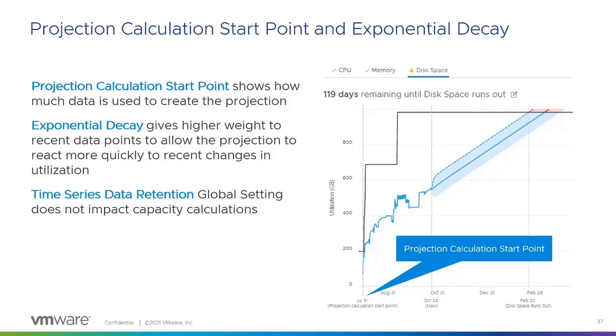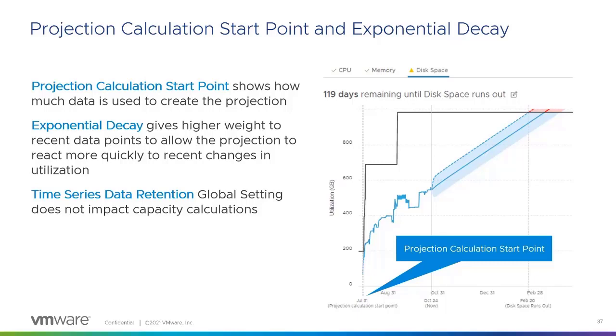So a virtual machine's workload can change over time. So you don't want to always assume what happened a year ago will be the same thing or have the same amount of weight as what's happening to the virtual machine right now. So that's where it's important. As the workload changes, it can adapt to those changes more quickly because of this exponential decay.